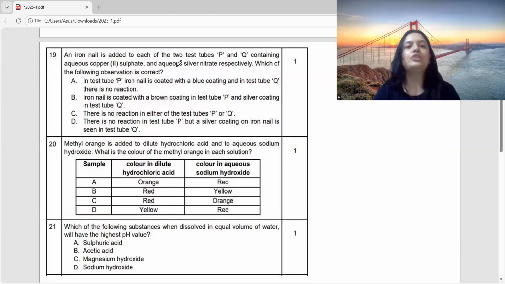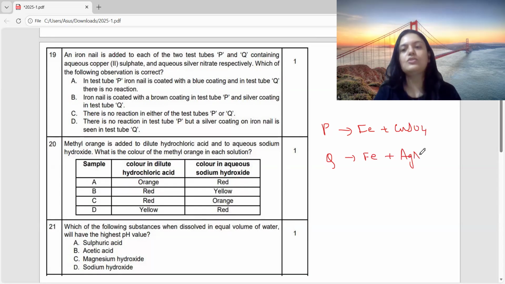Iron metal is added to 2 test tubes P and Q. So you have test tube P, you have test tube Q. So iron is added here with copper sulfate. And for the next one, iron is added with silver nitrate. So as you can understand, iron is more reactive than both of them. So it will definitely undergo displacement reaction and it will displace these from their respective solutions, right?